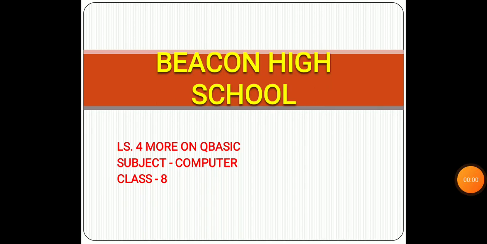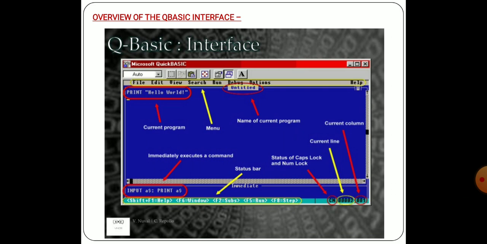Hello everyone. Today in this video we are going to learn computer lesson number 4, more on QBasic. QBasic stands for Quick Beginners All Purpose Symbolic Instruction Code. Basic is an interpreter, which means it reads every line, translates it and lets the computer execute it before reading another. Each instruction starts with a line number.